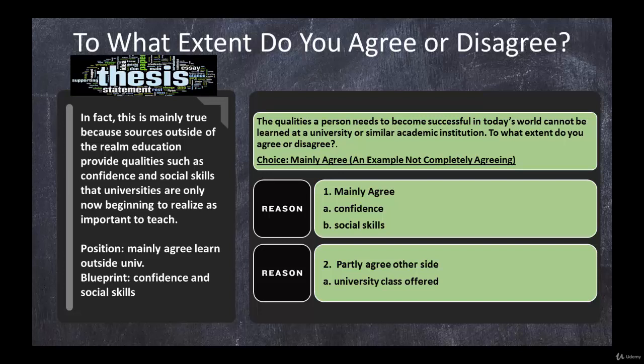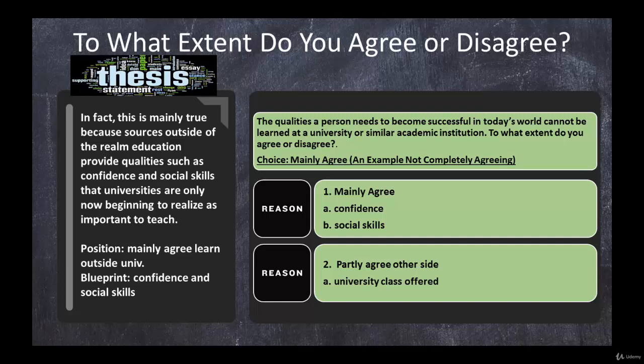In fact, this is mainly true, right? So you see my position. The reader knows my position. In fact, this is mainly true because sources outside of the realm of education provide qualities such as confidence and social skills the universities are only now beginning to realize as important to teach. Okay? So you have my position here, and you also have how I'm going to support my position, the blueprint of my position.